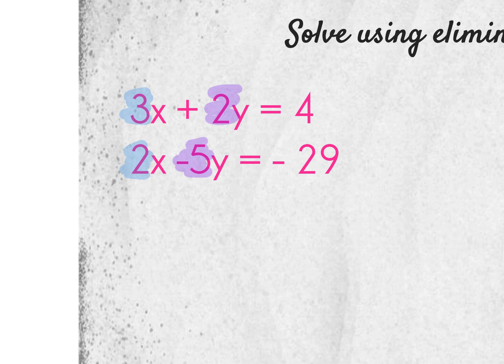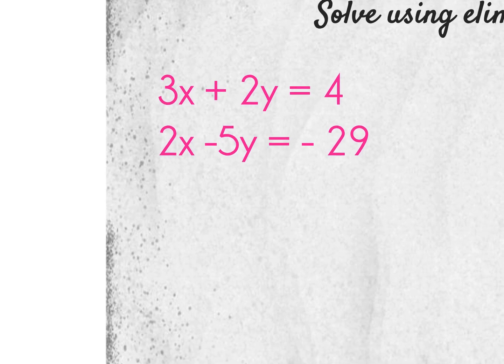So if I want to eliminate x, I'm going to make them both 6s. If I want to eliminate y, I'm going to make them 10s. I'm going to go ahead and eliminate x. So in order to make the number in front of x, one of them a positive 6x and one a negative 6x, I need to multiply the first equation. I'm going to multiply the first one by negative 2.